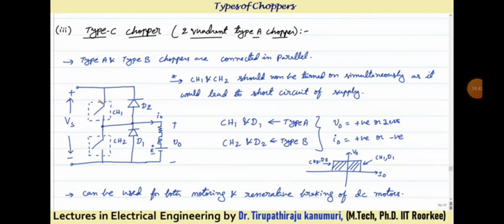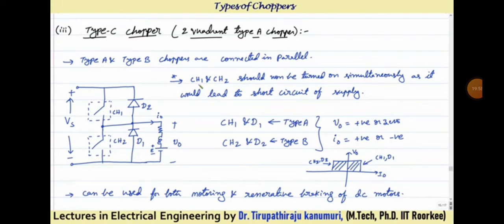So here one thing you have to remember, that when you connect them in parallel, the connection will be like this. There is chopper 1, this is chopper 2. So this is switch 1, switch 2. Two anti-parallel diodes are there, D1, D2, and the load is there. So the load is the RLE load.